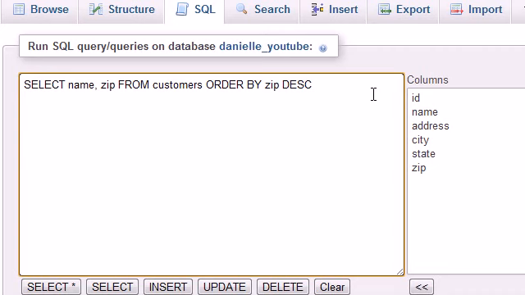Now, if you can't remember ascending from descending, a lot of people don't. Remember it like a mountain. Whenever you ascend a mountain, you're going from low to high. Whenever you're descending a mountain, you're going from high to low. You're going down the mountain. So descending means high to low. So basically we're saying, okay, sort by the zip code, but go from high to low.